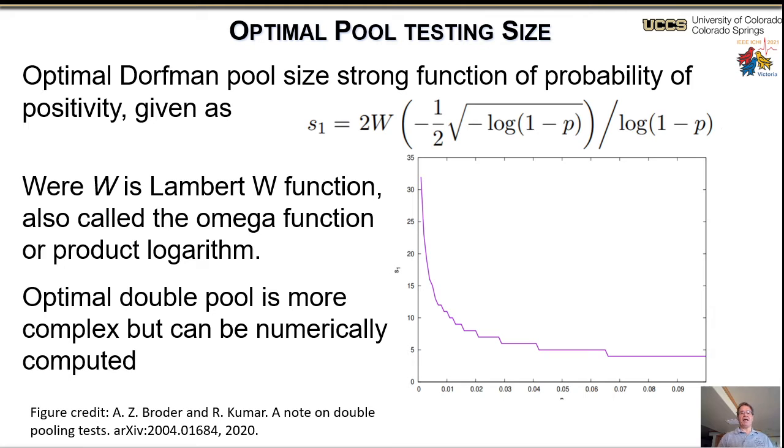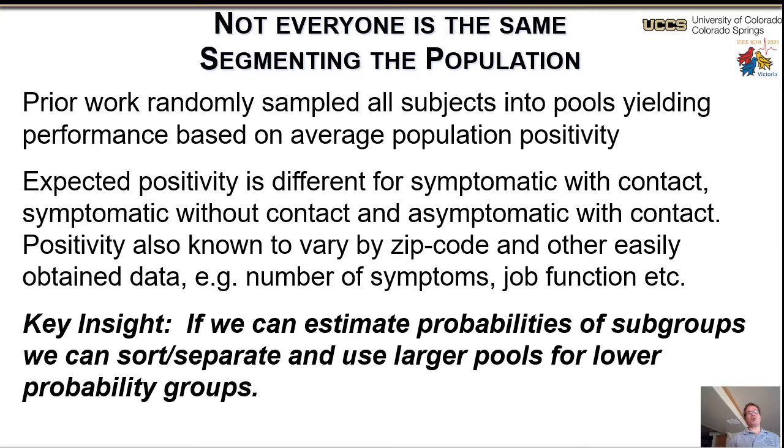But in both cases, they have this very sharp drop-off as you leave very small positivity rates. So the question is, can we do better? Our insight really comes from the fact that not everyone in the population is the same.